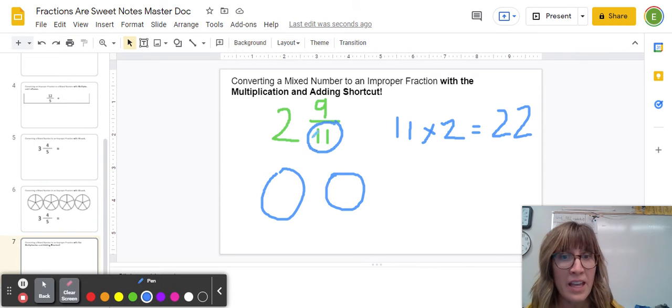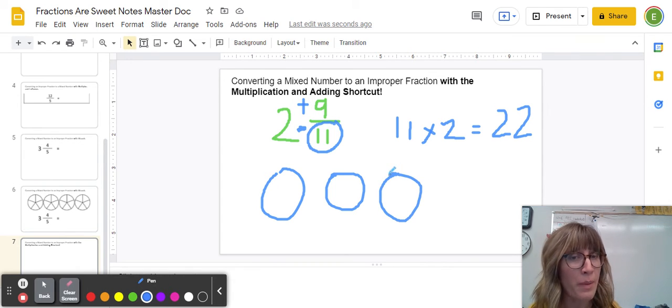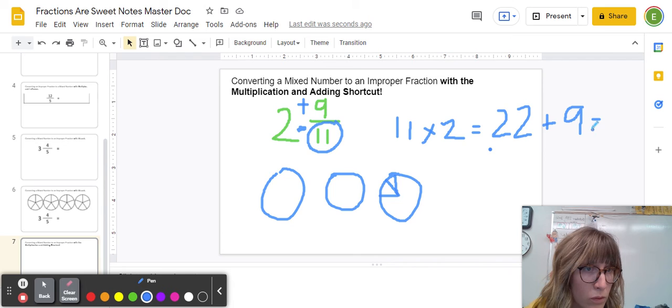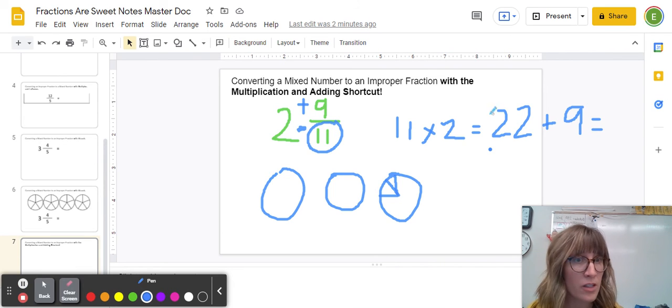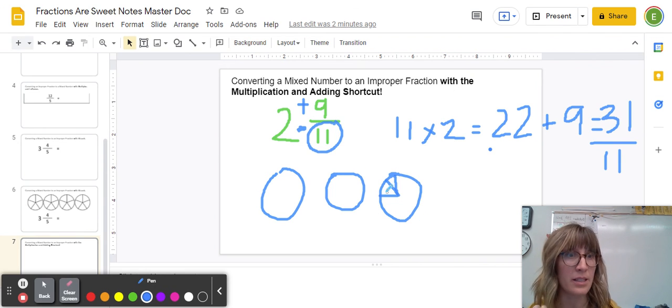So we've done 11 times 2, and then we're going to add on those leftovers, right? Because we'd have another pie sliced into 11 parts and take 9 of them, leaving us 2 not filled in. So we would have 22 plus 9, which is going to help us get our new numerator. So you might think of 22 plus 10 is 32 minus 1 is 31, and it's going to be out of 11, right? It takes 11 pieces to make a whole. Our denominator stays the same.